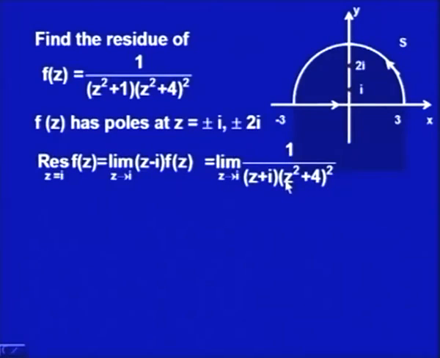Z is equal to I, this z square is minus 1 plus 4, that is 3, square is 9, and here is I plus I, that is 2I. So, we would get 9 into 2I, or minus I upon 18, because if I am taking I up, then it would be multiplying by minus I. So, it is minus I upon 18.